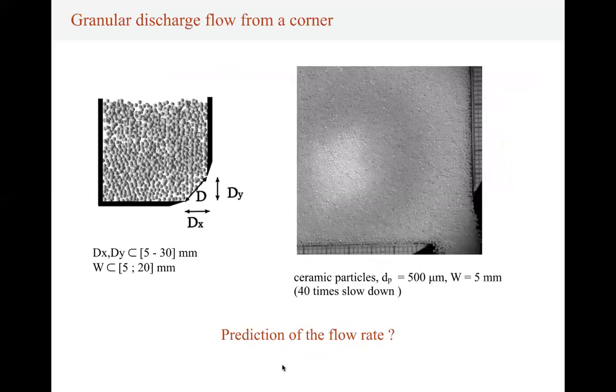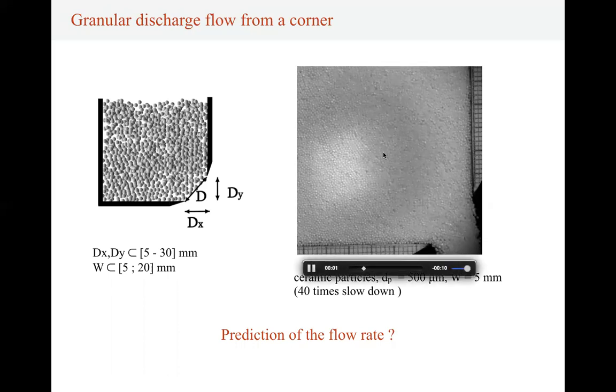So now we were interested in another configuration, because we know that there is a side effect when we are on the lateral side, and no side effect when we are at the bottom. So what happens now if we consider a discharge flow from a corner, where you have at the same time a flow at the bottom and on the lateral side? Here you can see a typical movie.